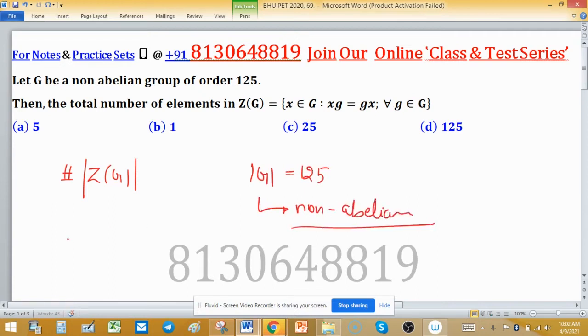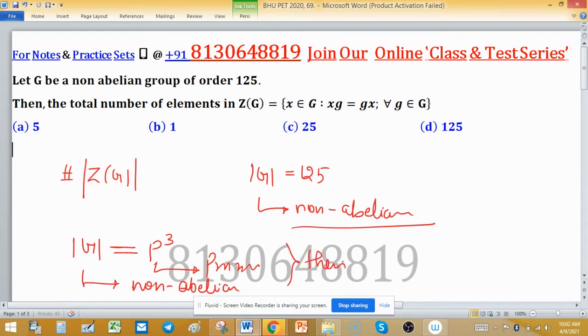Keep remember one point. If order of G is P raised to the power Q, where P is prime and G is non-abelian, then order of center of G equal to P. Means here 125 is given, can be written as 5 raised to the power 3. So order of Z(G) will be 5. So option A is true. This result is true for all primes.